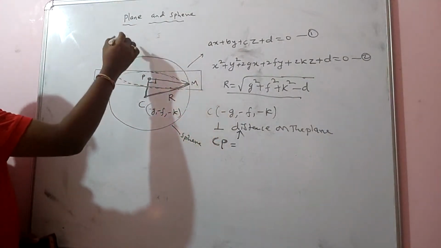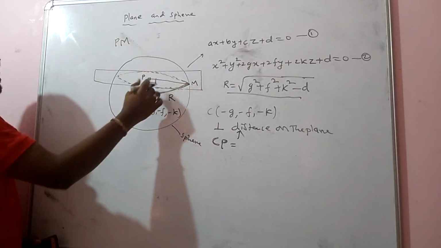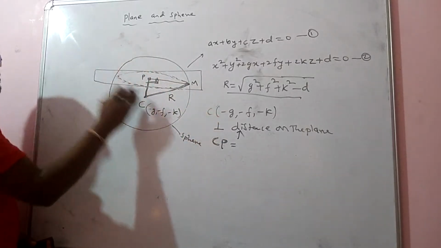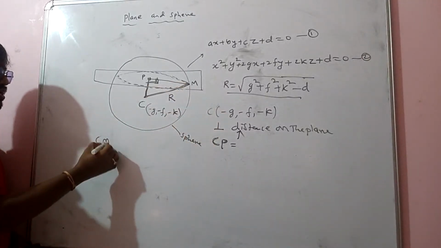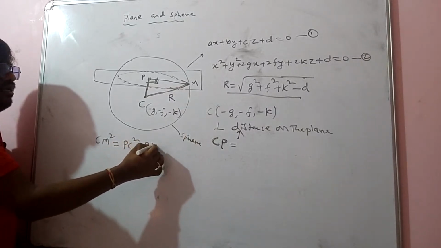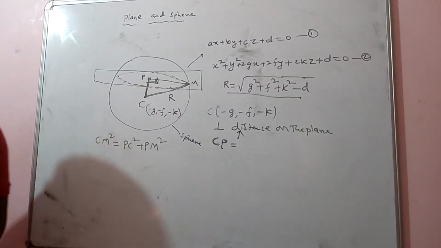Then the radius of the circle, that is PM, using the Pythagoras theorem. This is the right angle triangle. CM square is equal to PC square plus PM square. So I want to find PM, that is the radius of the circle.